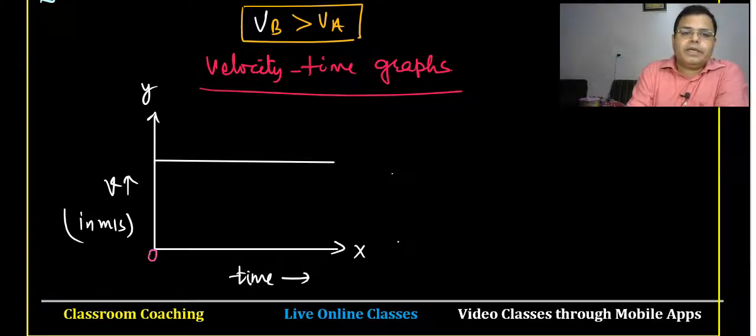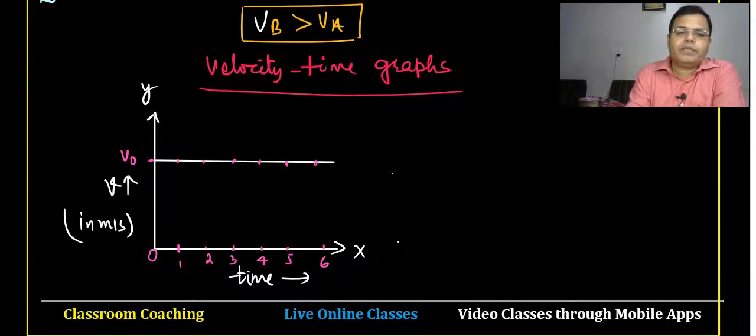Consider a point where some velocity is v naught. When time is 1 second, the velocity is v naught. When time is 0, also the same. When time is 2 seconds, 3 seconds, 4 seconds, 5 seconds, 6 seconds, also the velocity is the same. It means at every time the magnitude of velocity is the same as well as the direction. So here we can say the body has constant velocity.